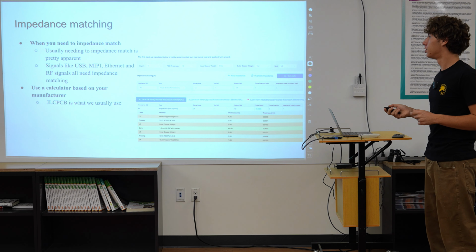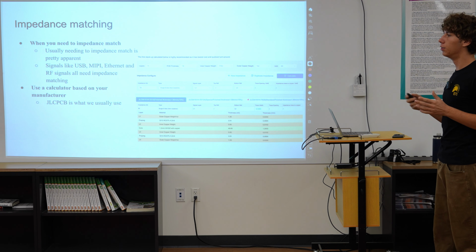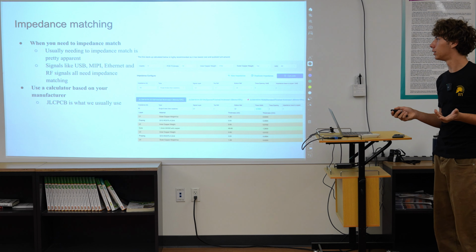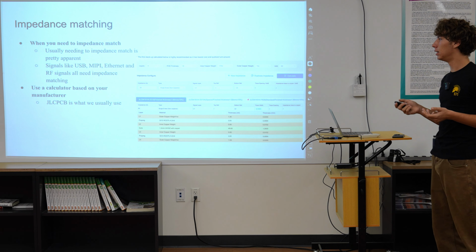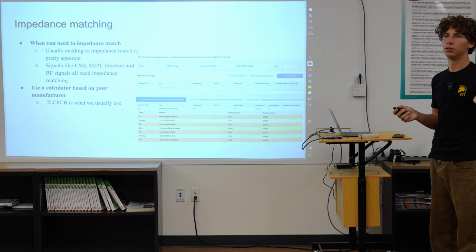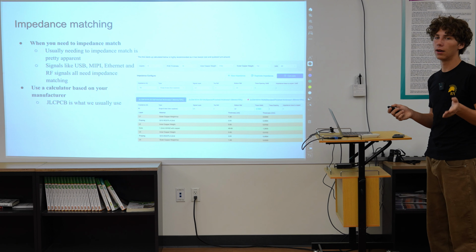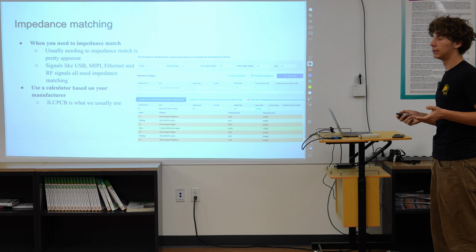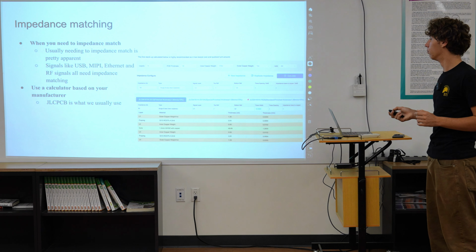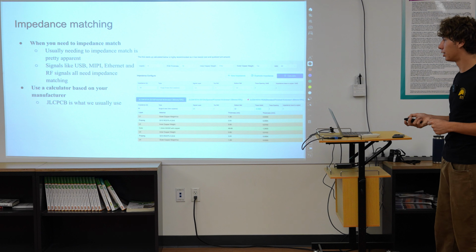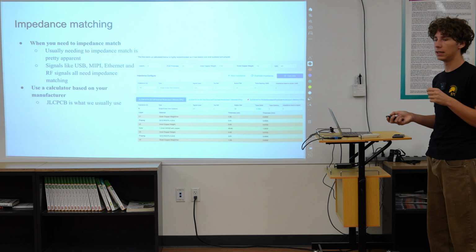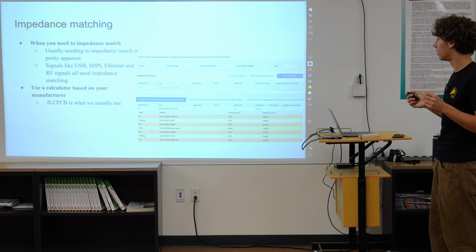So for impedance matching, basically what you need to do this for is for more complex signals or more sensitive ones. So signals like USB, MIPI, Ethernet, RF signals, they all need to be impedance matched. Signals that you don't really think need to be, a lot of them do need to be. But signals that you might think need to be, don't need to be. So definitely search it up when you're routing a signal to see if it needs to be impedance matched. If you search it up, it'll generally tell you what impedance it needs to be matched at, which will come out as an ohm value.